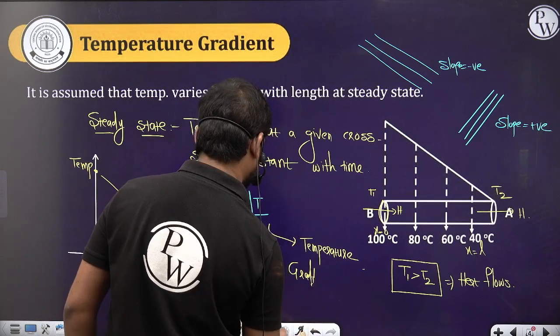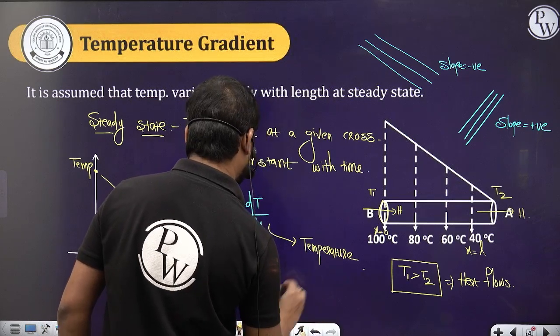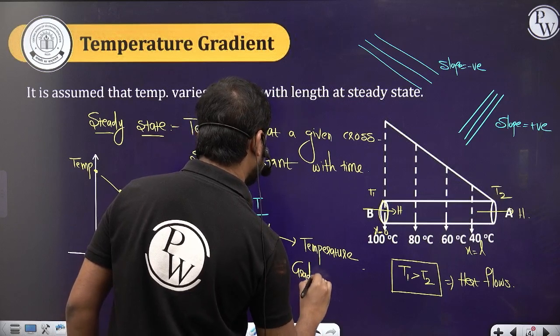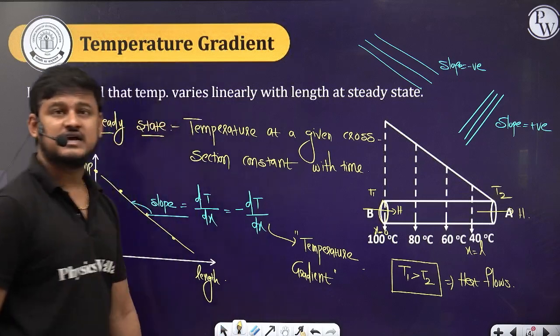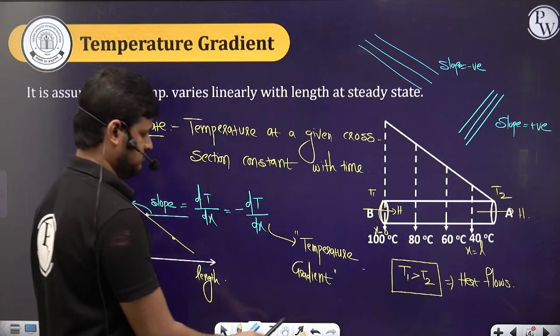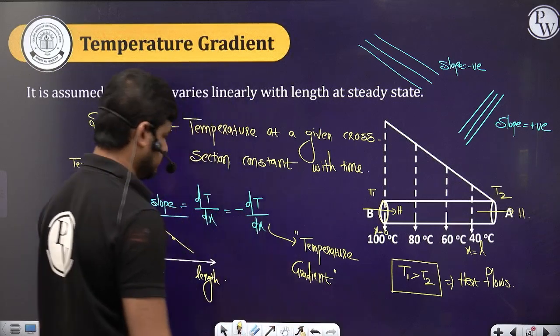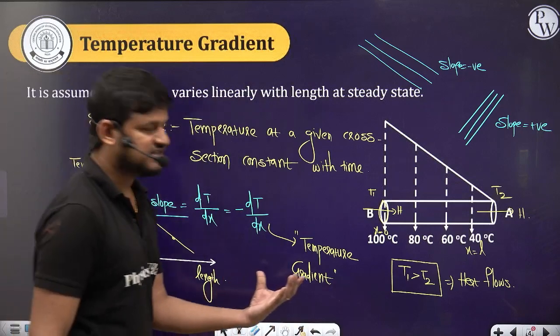This is a temperature gradient which is negative. Done? Clear? Everyone done with this?